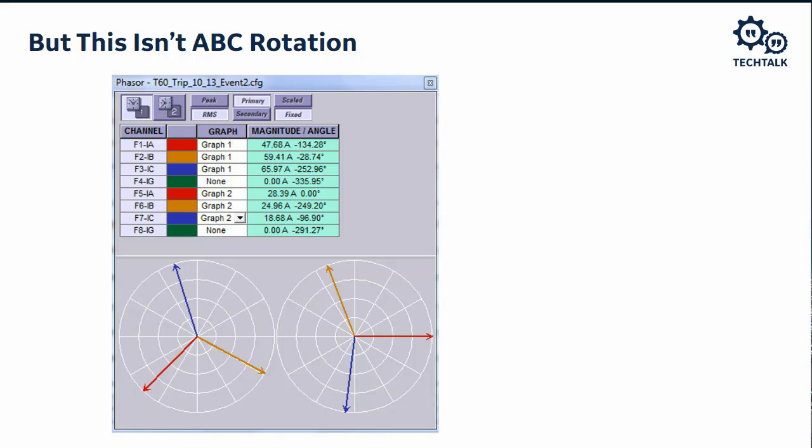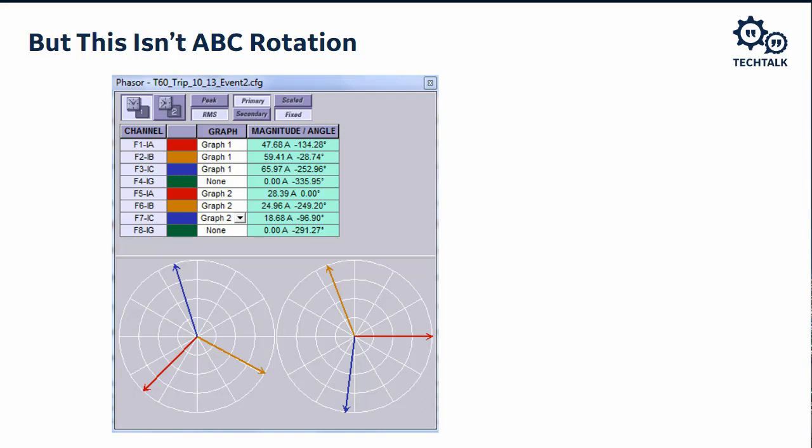as these phasor diagrams rotated counterclockwise, what we would expect to see for ABC rotation is the A phase current pass our eye, and then the B phase current, and then the C phase. Now, as we look at these, that's not happening. In fact, the phase sequence is red, blue, yellow. And red, blue, yellow corresponds to an ACB rotation rather than the normal ABC that we're expecting.